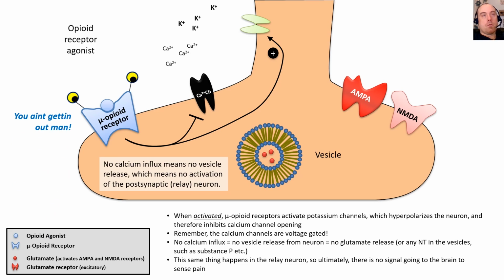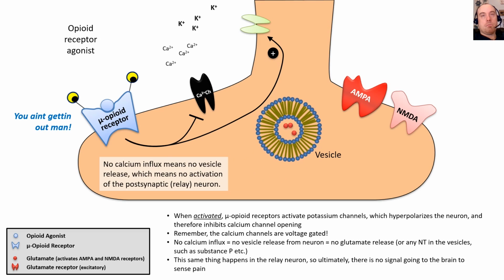Okay, so I made this little cartoon to kind of show the opioid receptor anthropomorphized, saying if it had a goal when it's activated, its goal is to block that glutamate-containing vesicle from being released.